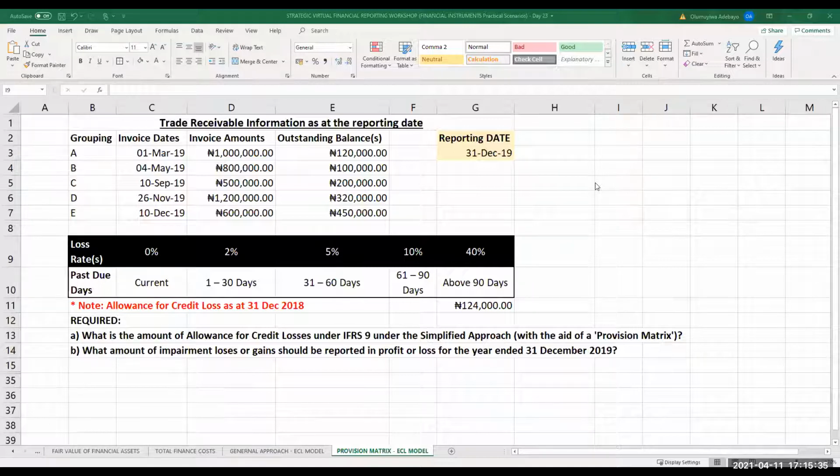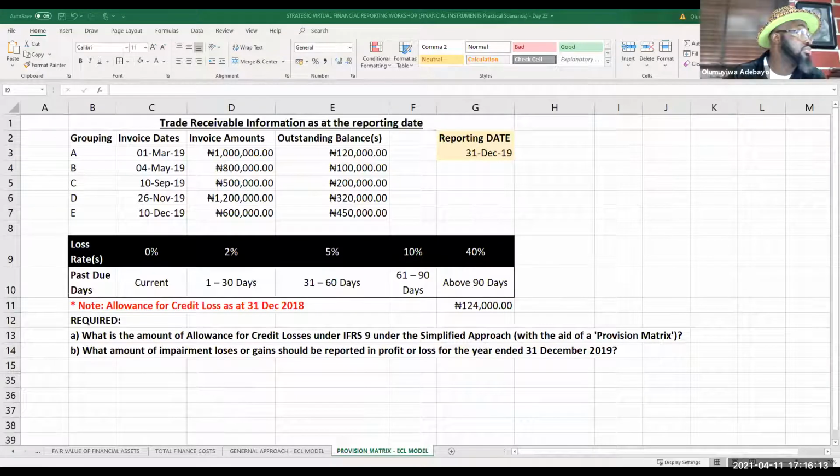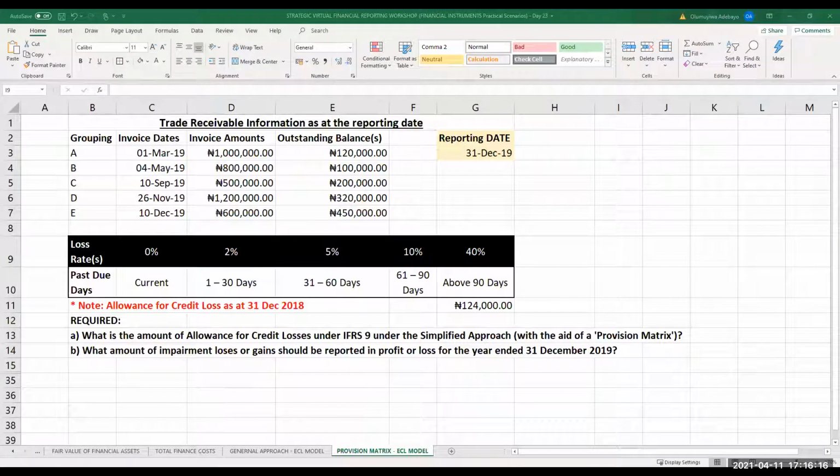And then my second point was that once we're able to apply the loss rate on the number of days these outstanding balances have, as the sum total, we compare it with the allowance for credit loss of the previous year, and if it is higher, the difference will be our impairment loss. Or if it's lower, the difference will be our impairment gain. Those are the 2 things that I said.